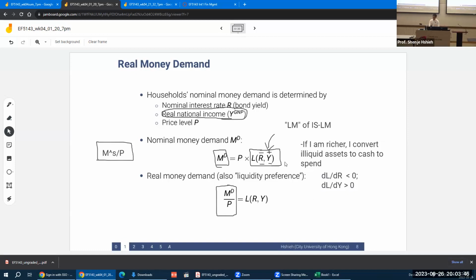The second assumption is the relationship between income and liquidity demand. If I'm wealthier, I'm going to have a higher pay raise. I'm more inclined to liquidate some of my assets and convert it to cash, right? So I want more liquidity today if I'm wealthier, right? If there's an income shock.